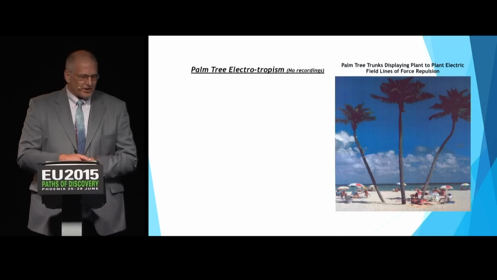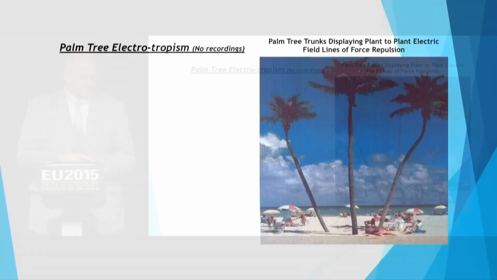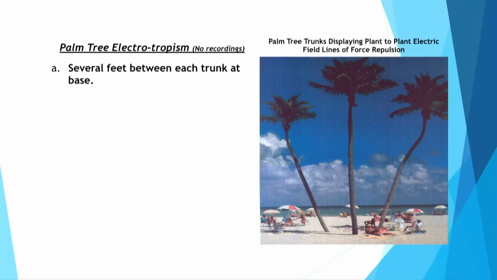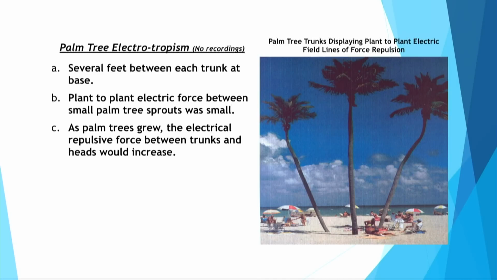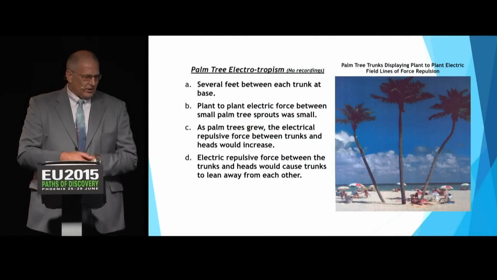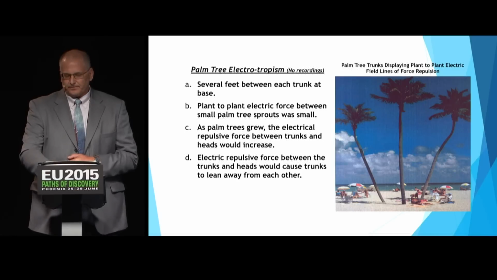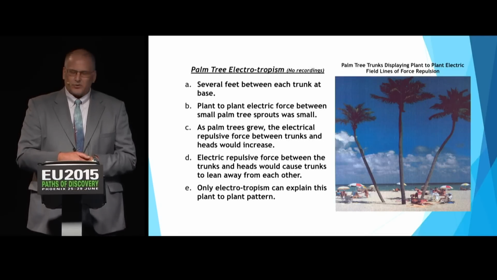Here's a picture of some palm trees I found about 10 years ago in a magazine. There's several feet between each trunk at the base. When the plants were small, if there was an electric force between them, it was likely small. As the palm trees grew, the electric force between the trunks would have increased, and the heads. The electric repulsive force between the trunks and heads would cause the trunks to lean away from each other. Only electrotropism can explain this plant-to-plant behavior.